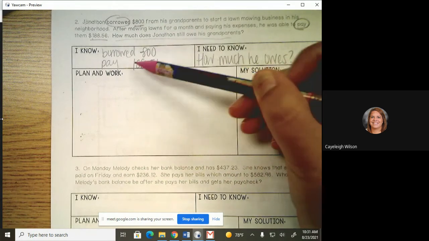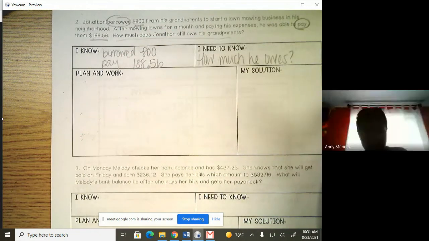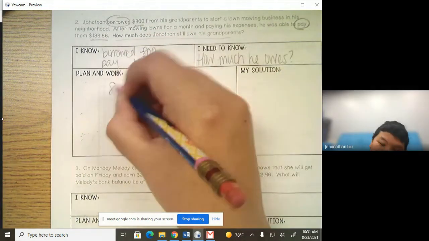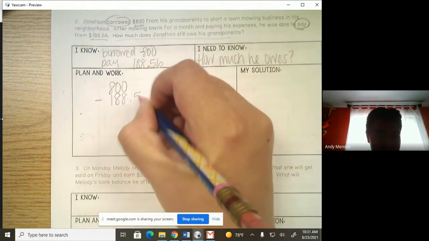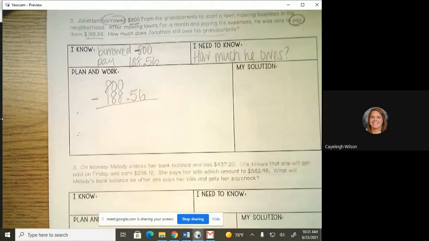This is a negative number. This is a positive number. So they're different signs. Subtract. So I'm going to subtract these. So I'm going to take 800. Is that a negative? Negative 800? Yes. Okay, because we borrowed that. And I'm trying to figure out how much he still owes after he's paid his grandparents back that $188.56. So I'm going to take how much he owed them, and I'm going to take out how much he paid them to see how much he still owes them.